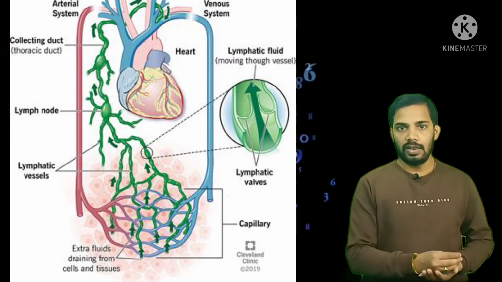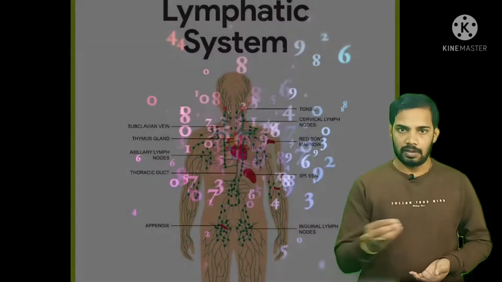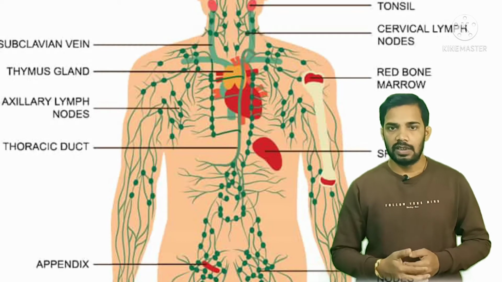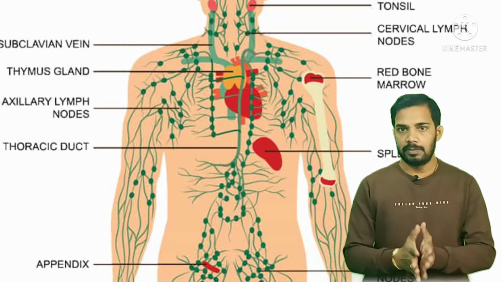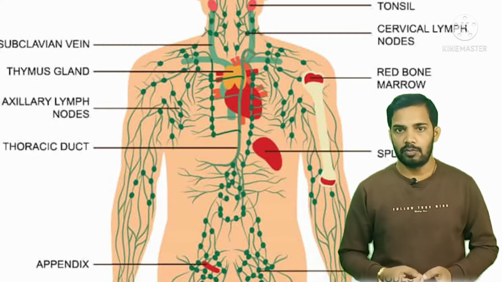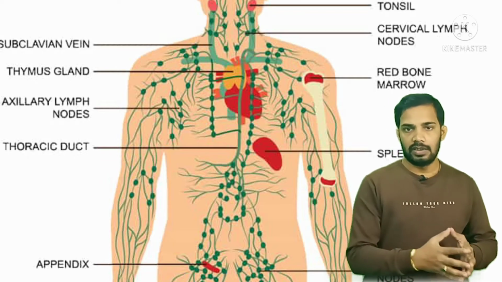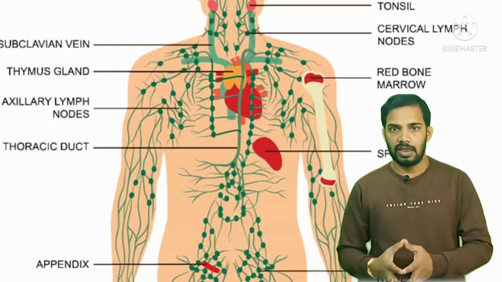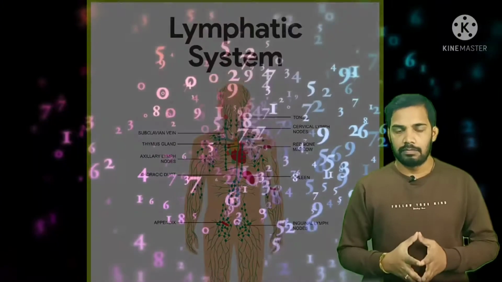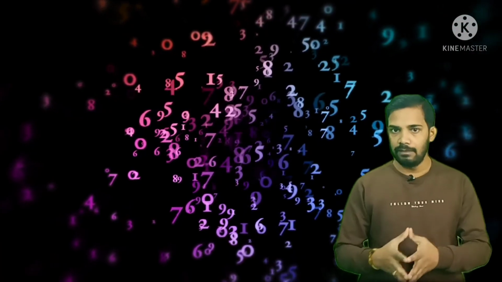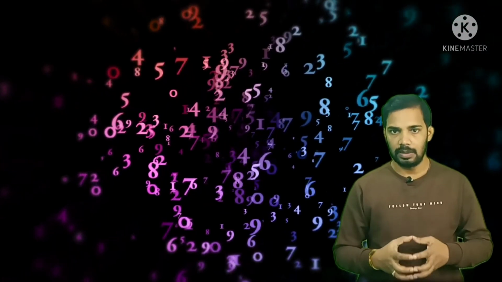Now while they are moving back to the circulatory system, they pass through lymph nodes. Now these lymph nodes contain a special type of cells. These cells protect our body from harmful disease causing organisms and harmful substances. So this is lymph nodes. Sorry, this is the lymphatic system.